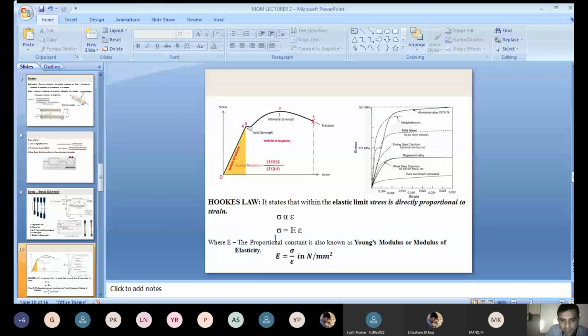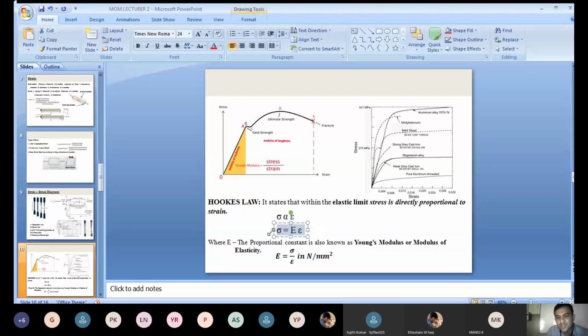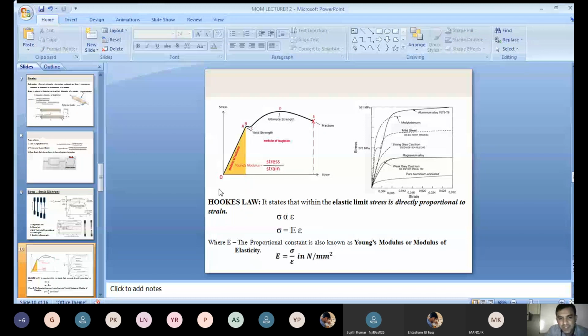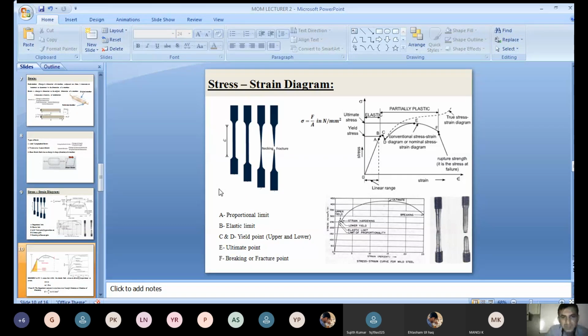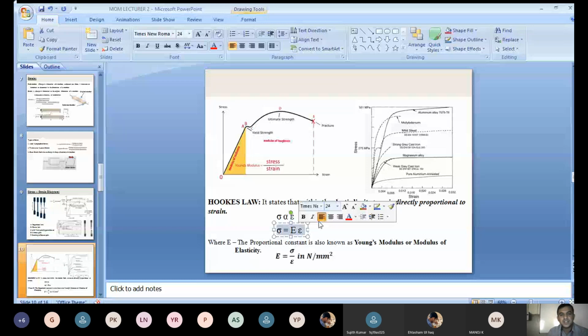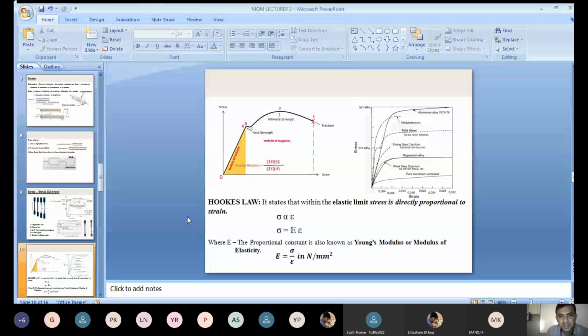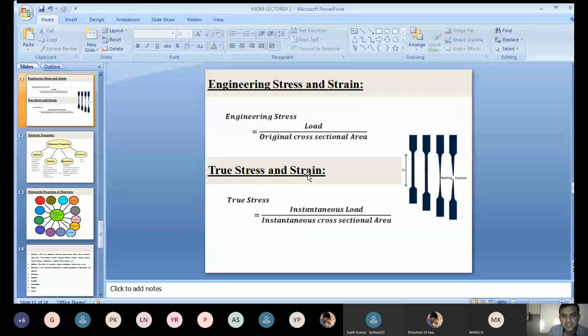This is called a one-dimensional equation. One-dimensional Hooke's law equation. Stress is equal to Young's modulus into strain. Why do you call it one-dimensional? Whatever load we are applying here is in one direction only, along the length direction only. You will not apply the load in the transverse direction. That's why we call it a one-dimensional stress-strain relationship. Again, remember this equation. Yes, we already discussed engineering stress and true stress. Any other doubts?